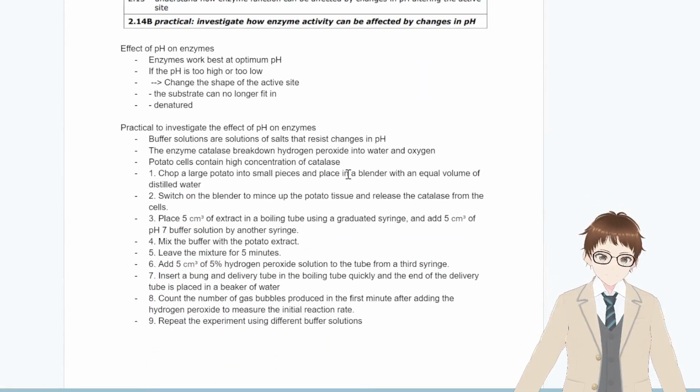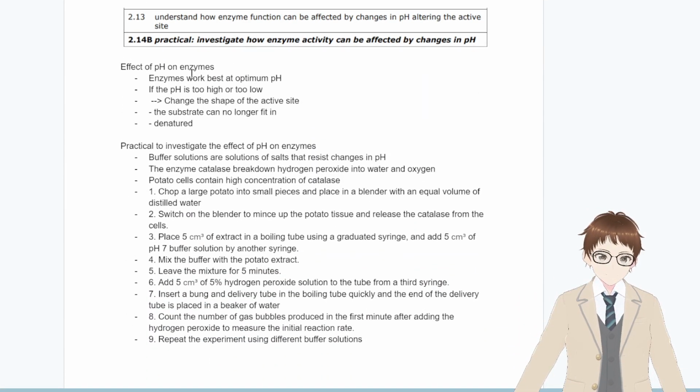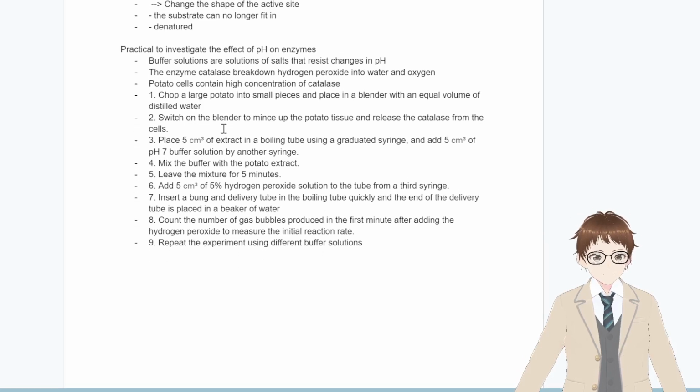So let's go on to the effect of pH on enzymes. Enzymes work best at the optimum pH. If the pH is too low or too high, it will change the shape of the active site, the same as having too high a temperature. The substrate can no longer fit in and the enzyme will be denatured.